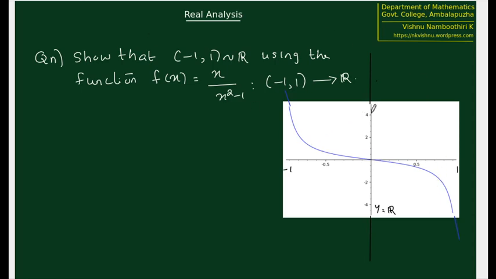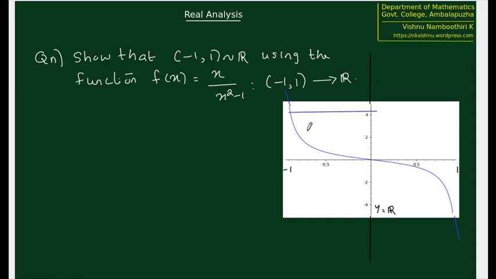So we can see that corresponding to any real number, suppose we choose a real number on this y-axis, we can find a point on this graph. If you take all the y values on this graph, you will be getting the complete R. So we are going to make use of this function to show that (-1, 1) and R have the same cardinality.